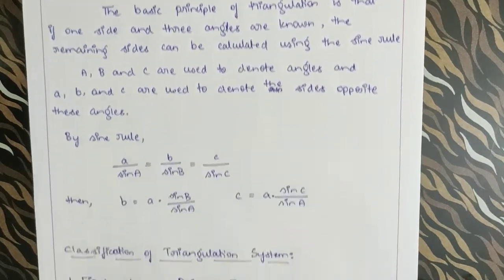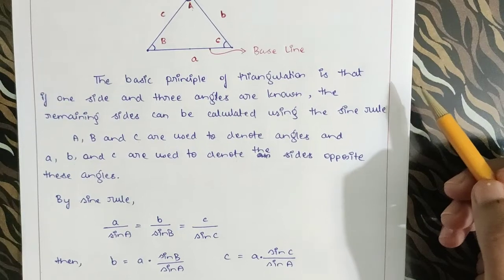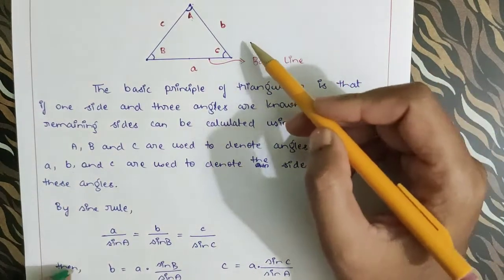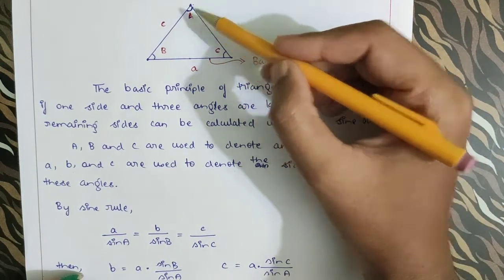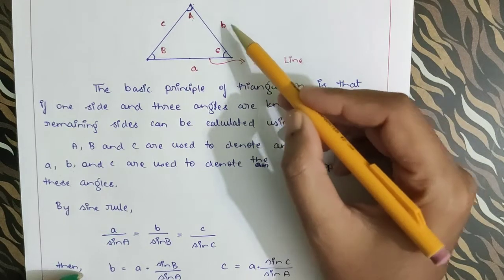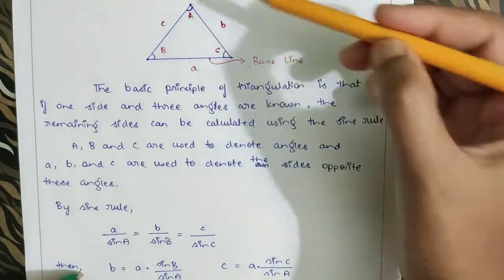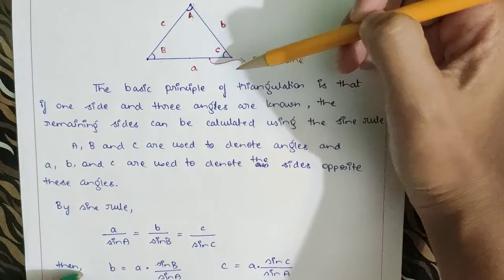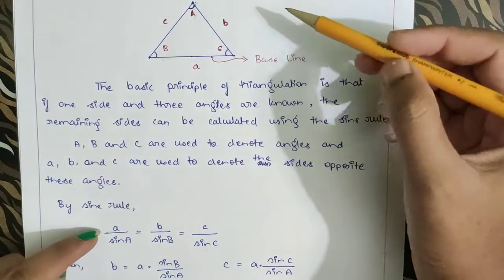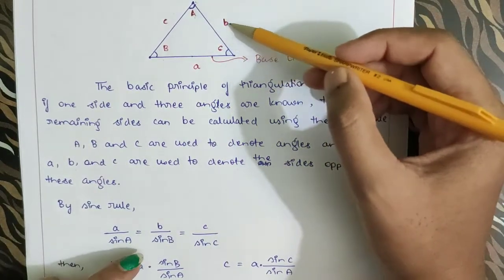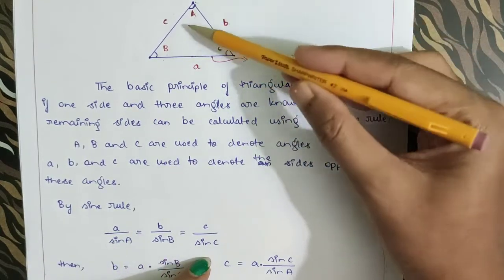So by using the sine rule, it can be written as small a divided by sine A, it is equal to side b divided by sine B, it is equal to side c divided by sine C. So a divided by sine A is equal to b divided by sine B, is equal to c divided by sine C.